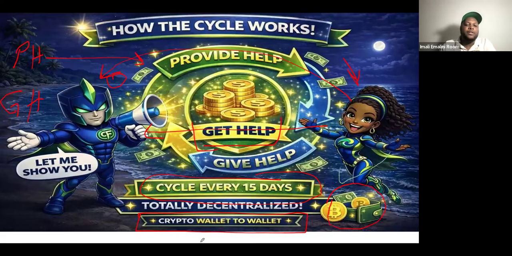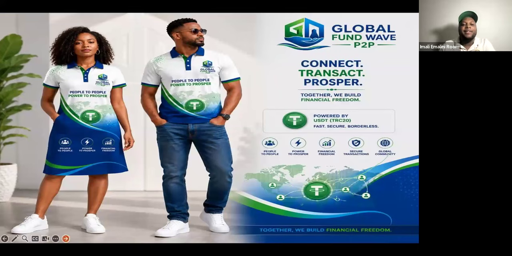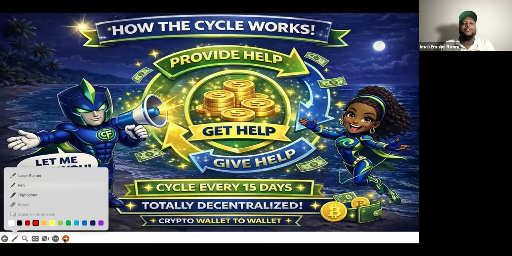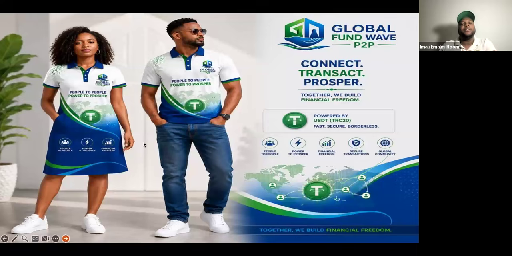What is a crypto wallet? We'll talk about that. How does it operate? We'll talk about that. Does it exist? We'll talk about that. But just understand that you are a giver, you are also a receiver. Between you, it's a 15-day cycle that will help you become a receiver. So that's how it works.